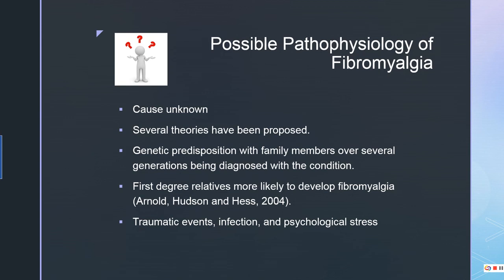Since the cause of fibromyalgia is not known, several theories have been proposed by researchers. Some research has demonstrated genetic predisposition with family members over several generations being diagnosed with the condition. First-degree relatives of patients with fibromyalgia are more likely to develop this disease compared to the general population. Traumatic events, infection, and psychological stress have been cited as possible precursors to fibromyalgia pain.